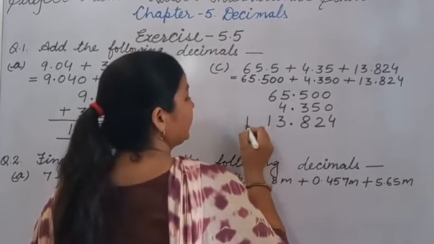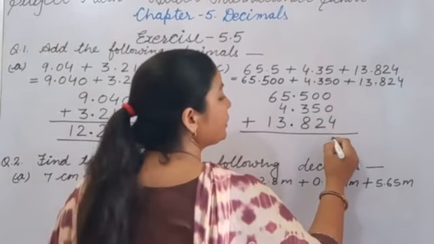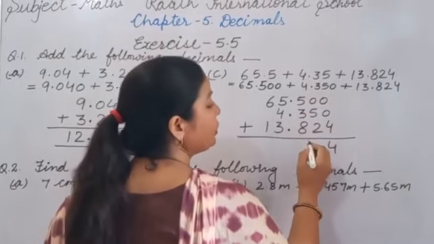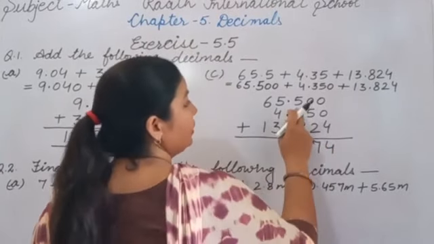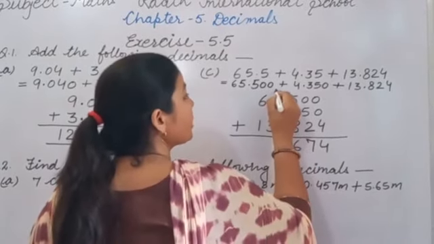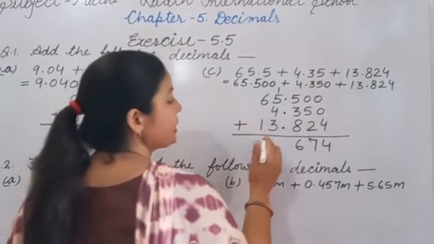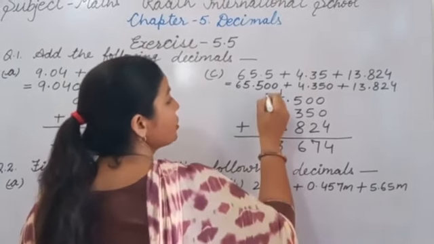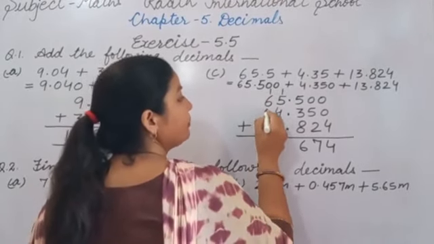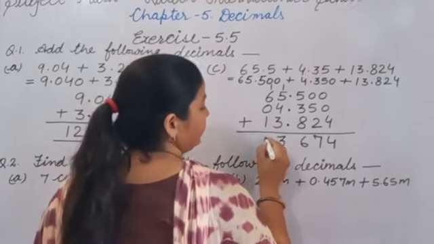Now we will do addition. Now 4 plus 0, that is 4. Now 5 plus 2, 7. 7 plus 0, that is 7. 5 plus 3, 8. 8 plus 8, 16. 1 goes carry. 5 plus 1, 6. 6 plus 4, 10. 10 plus 3, 13. 1 goes carry. 6 plus 1, 7. 7 plus 1, 8. There is nothing else we can put here, 0. So now it's 8.